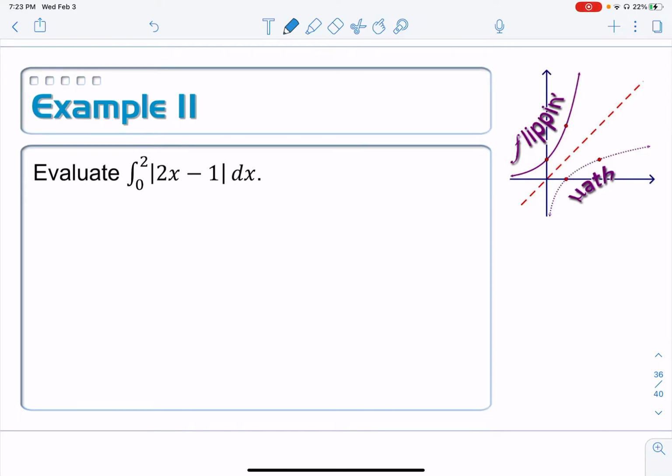Example 11 asks the question, hey, what are you supposed to do when you can't find an antiderivative to help you solve or evaluate a definite integral? Remember, the fundamental theorem of calculus basically says, hey, to avoid the limits of a Riemann sum, all you got to do is find an antiderivative here, plug in your limits of integration, subtract them, and you're good to go. That's going to give you the same exact thing as the limit of the Riemann sum would have.